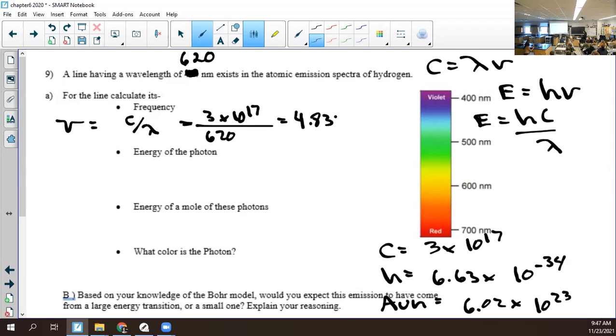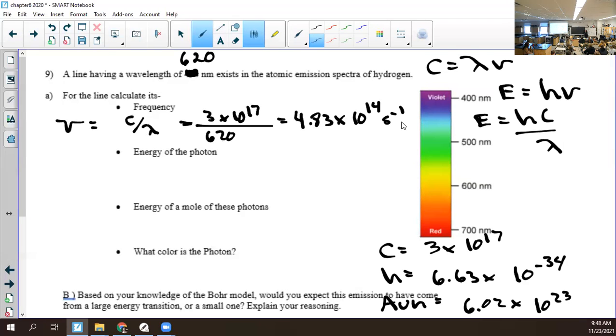4.83 times 10 to the 14th. Okay, who had that? Oh, I wrote it wrong. Okay, what's the unit for that? Anyone remember? Hertz, which is s to the -1 typically. You'll see hertz or per second in physics, but here you'll see s to the -1 most of the time.